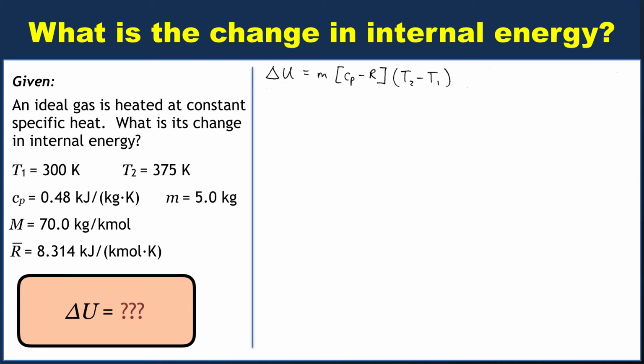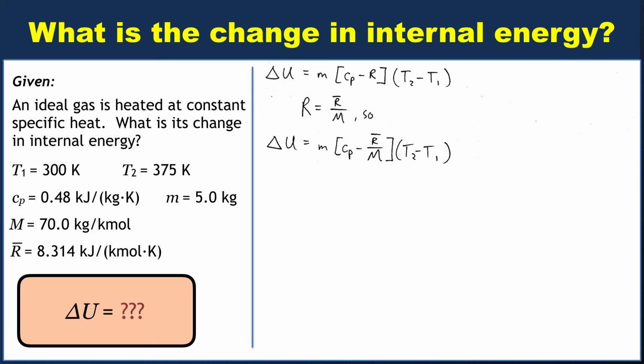The last step before plugging in numbers is that we need a value for R, the specific gas constant. We have R bar, the universal gas constant. Fortunately, those are related through M, the molecular weight, so R equals R bar divided by M. We can just substitute that into our expression. So now we have an expression where we know all of the variables on the right-hand side, and we can solve for delta big U.